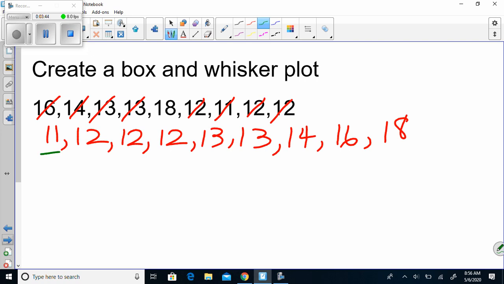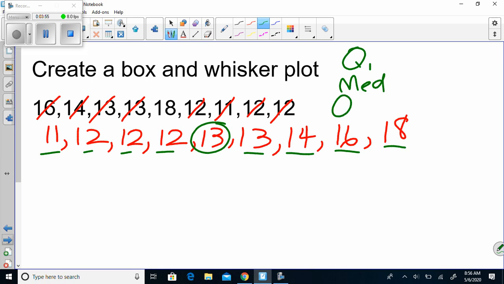So here I am, I've got to find my median. Same thing, I'm looking here. This time though my median is 13. So again, Q1, I'm just going to call it a median, and Q3. So my median is 13. I'm going to find my Q1, which is this bottom half of my data from right here. So again, 12 and 11, and then I come right here, so it's going to be 12.